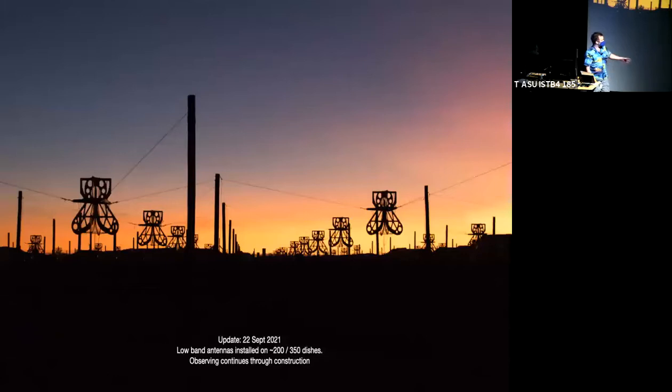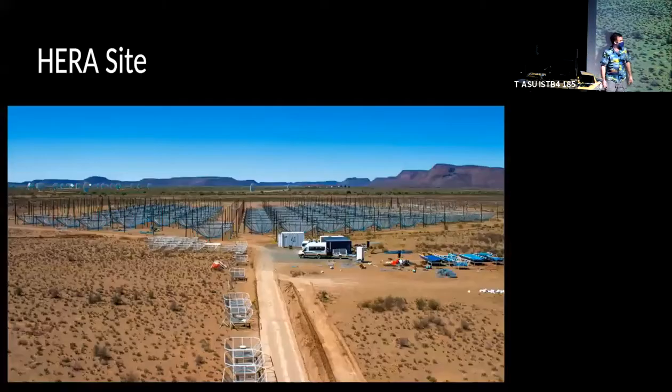And this is where we are right now. As of today, we have about 200 of these installed. We've, like everything, been slowed by COVID. And we continue to observe through construction. This is what the site looks like. You can see all of the construction going on there.